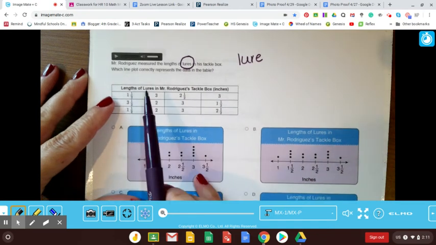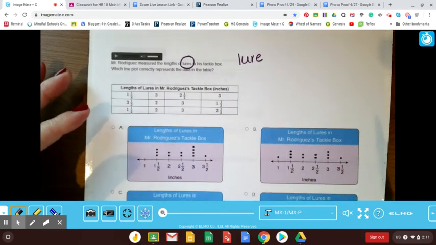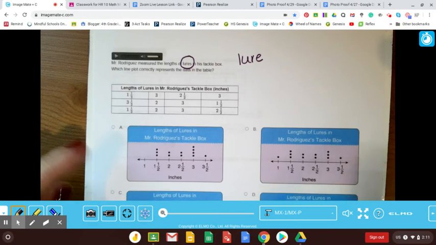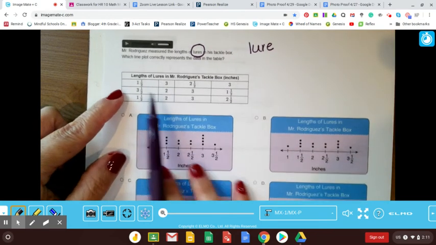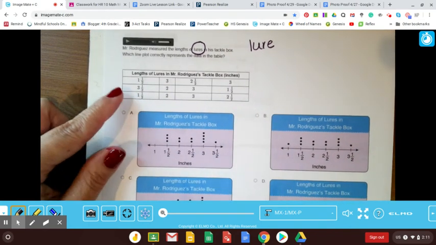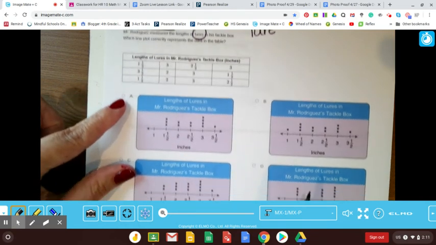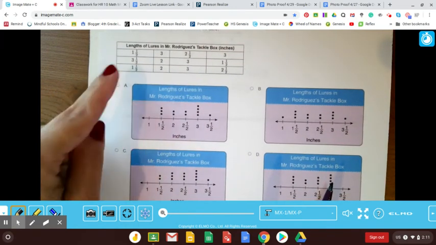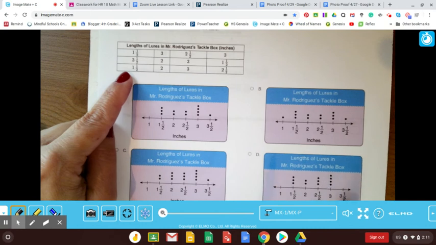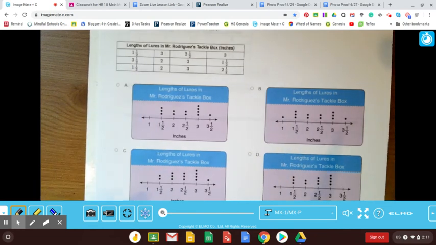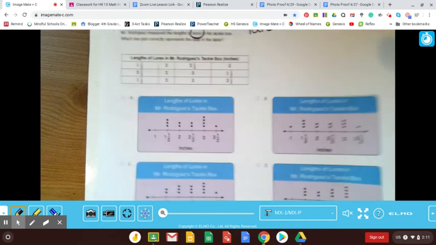All right. So he's measuring his lures. Why he'd want to do that, I have no idea, but so be it. And this is what he got. So again, this is the type of problem where you have to match up the correct line plot with the data table. Personally, I would take the time and just sketch out my own line plot first and then see which one matches, just so I'm sure.